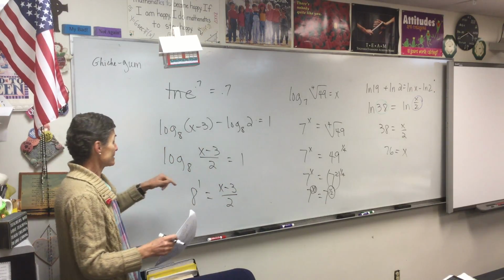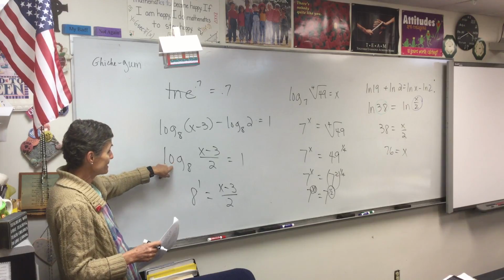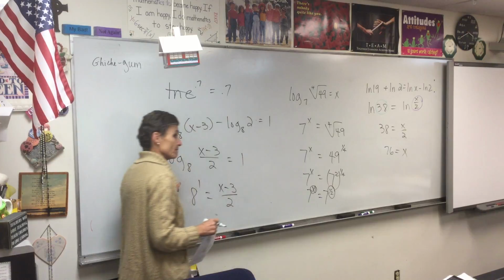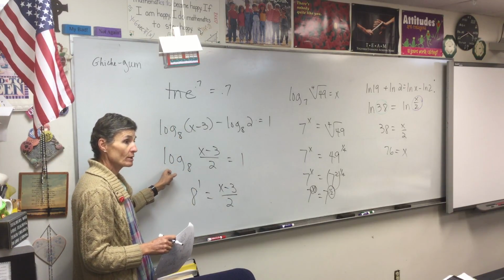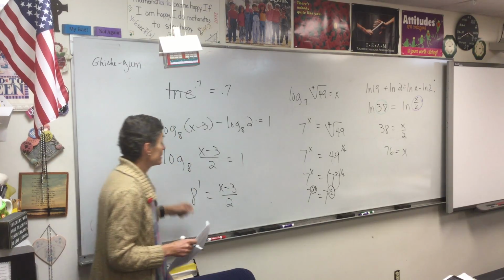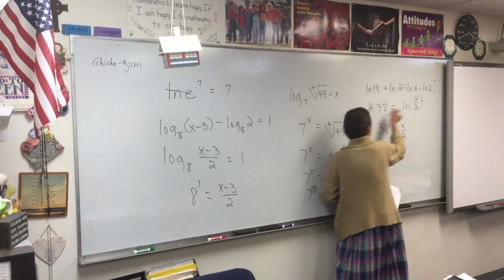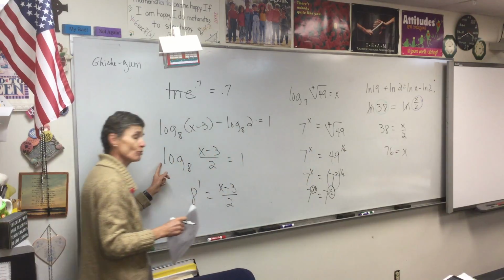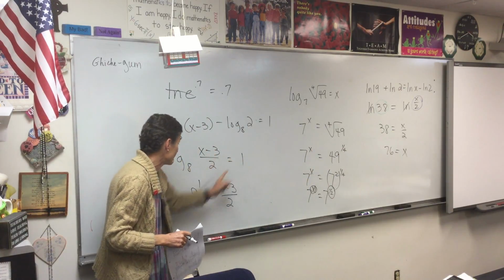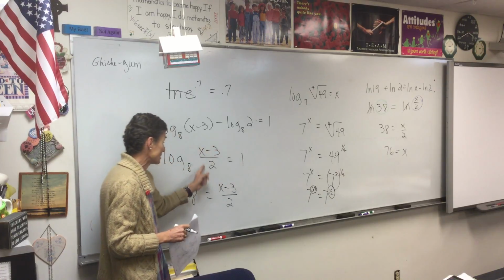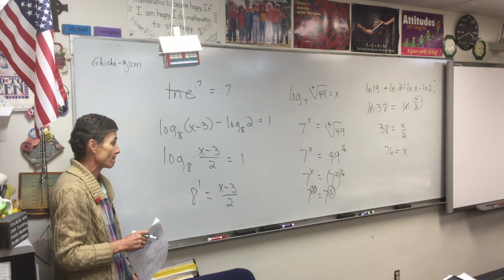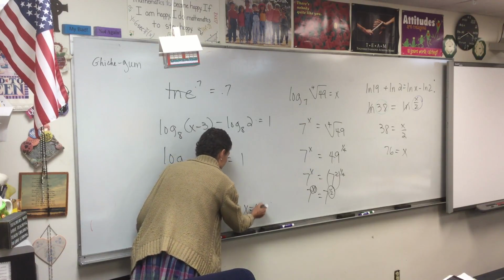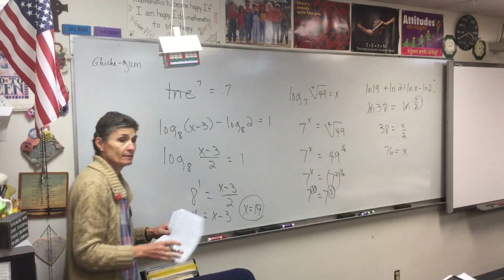Guys, you have got to see the fundamental difference between this equation and this one. Do you see the difference? This one only has logarithms on one side. The only time you can drop the logarithms is when you have one on each side. Here, you can't drop it. All you can do is rewrite it. 8 to the first equals x minus 3 over 2. So 16 equals x minus 3, and it looks like the answer to the question is 19.